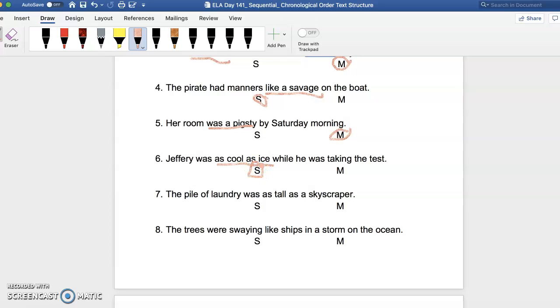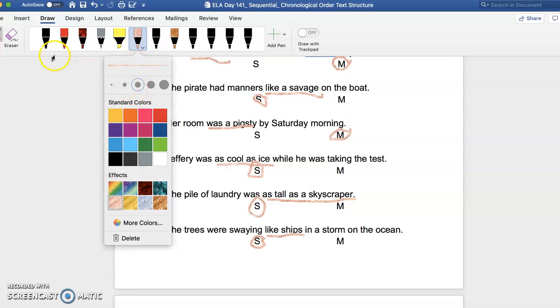Okay, number seven. The pile of laundry was as tall as a skyscraper. So they're comparing, that's probably how my laundry looks right now, guys, for real. They're comparing the laundry to a skyscraper using the word as. This is a simile. And then lastly, number eight, the trees were swaying like ships in a storm on the sea. They're comparing trees to ships using the word like. This is a simile.